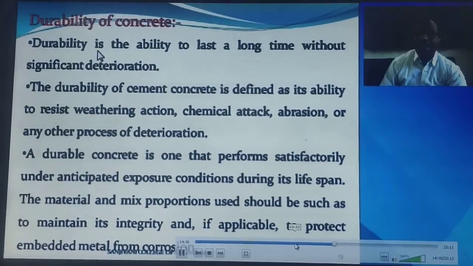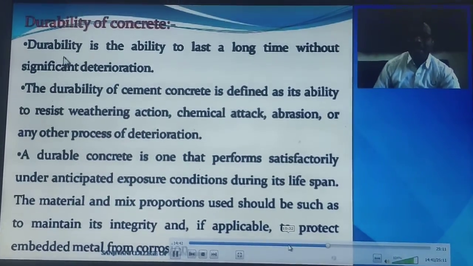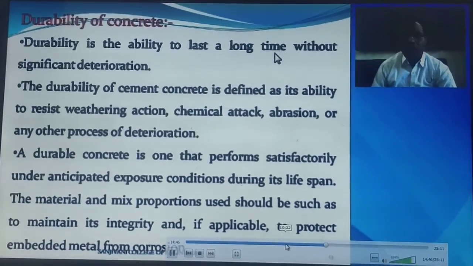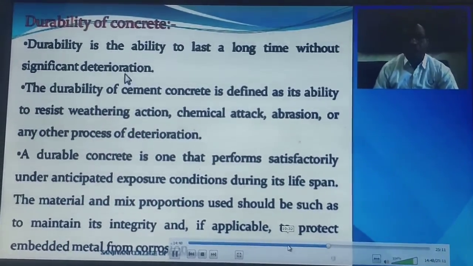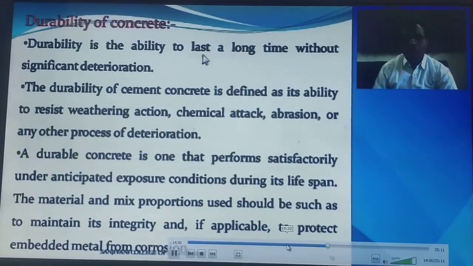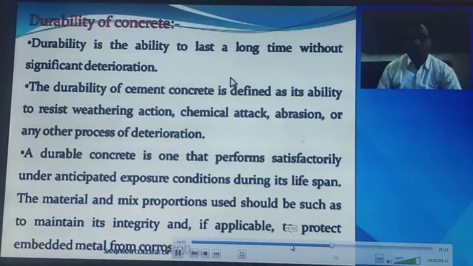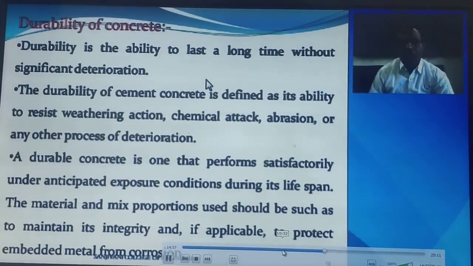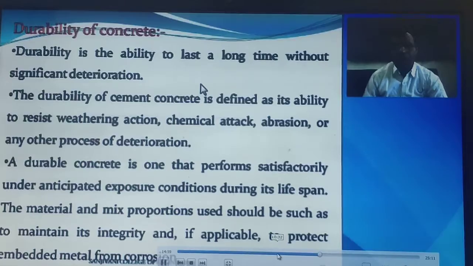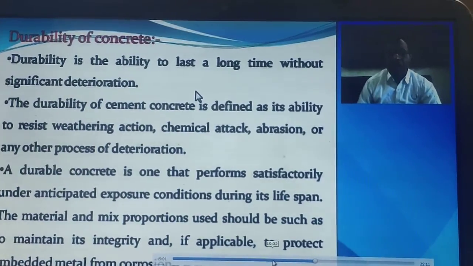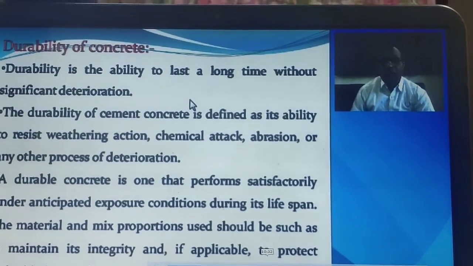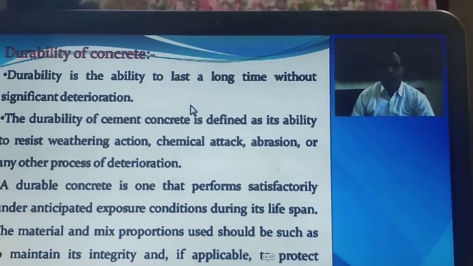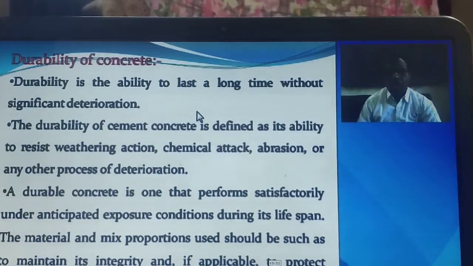Now we will move towards the durability of concrete. We will see the definition. Durability is the ability to last a long time without significant deterioration. So the service level of the particular structure remains constant throughout its service life, for which age it is designed, so it will provide the same service during this period of time.